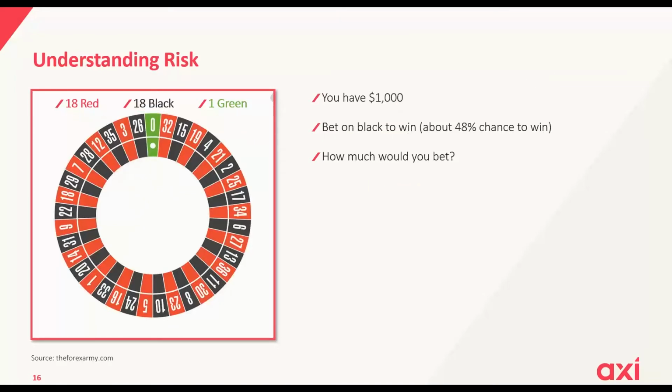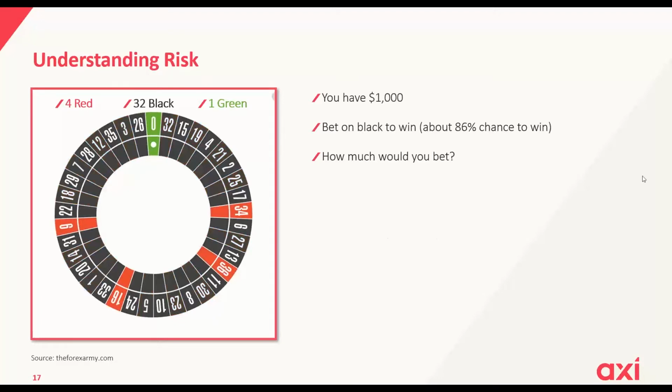So guys, now I have a private casino, and I'm going to invite you in it. In it, I have a special roulette table. This is how the roulette table looks like. It is my own special roulette table. There are 32 black, only 4 red and 1 green. You have $1,000 and about an 86% chance to win. How much would you bet now?